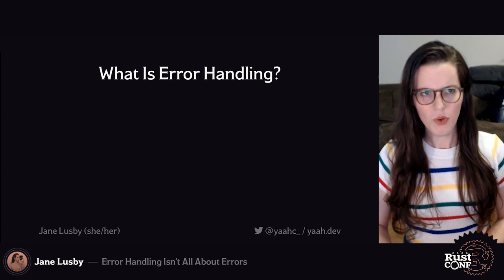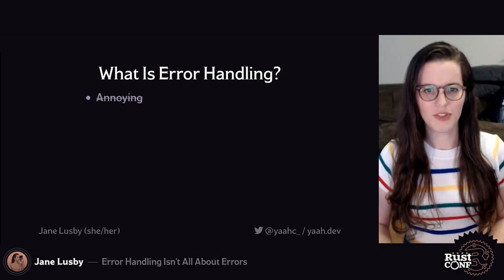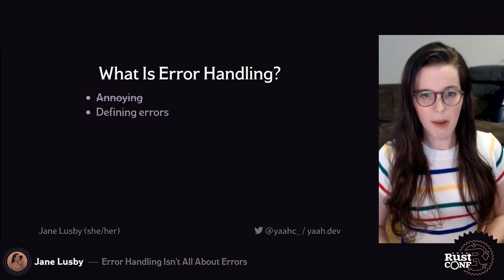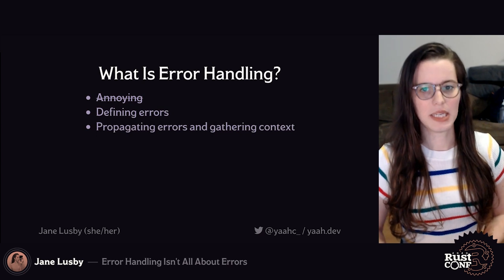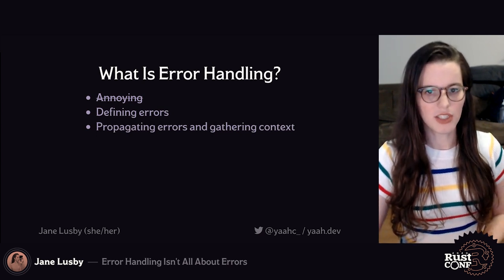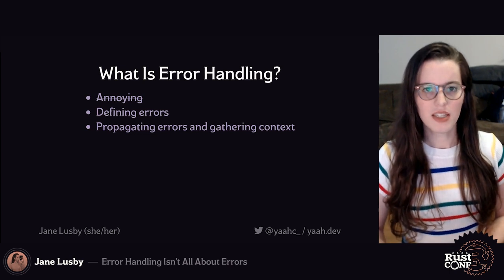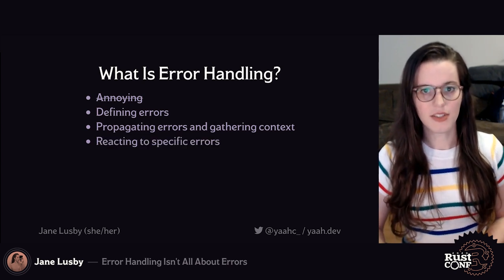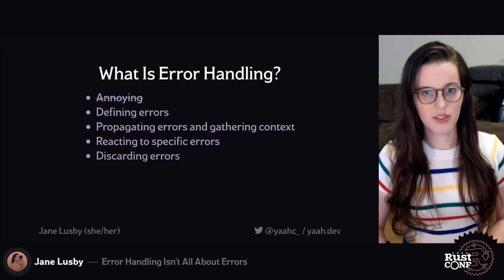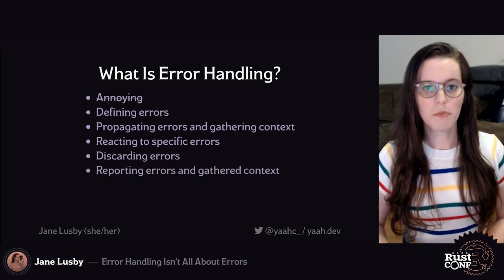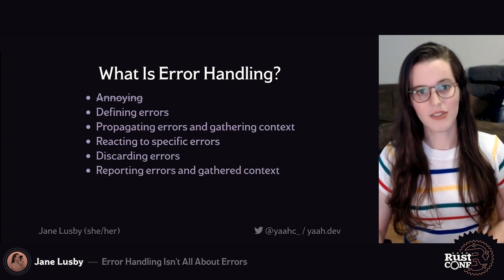So, what is error handling? Error handling is a lot of things when you zoom in up close. Error handling is defining errors. It's propagating errors and gathering context. And by context, I mean stuff like the path you tried to open or a backtrace showing where your error came from. It's also reacting to specific errors and discarding errors, doing so intentionally and visibly. Finally, it's also reporting errors and their gathered context.